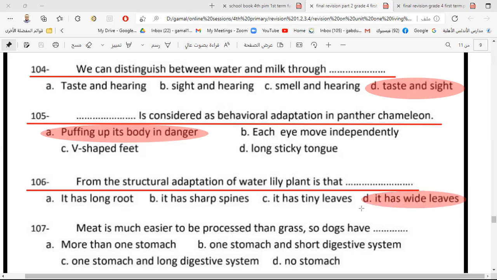You know why it has wide leaves? To absorb sunlight, so it can make photosynthesis, you know? The water lily has wide leaves so it can float on the water surface. It can float on the water surface so it can absorb sunlight to make food.